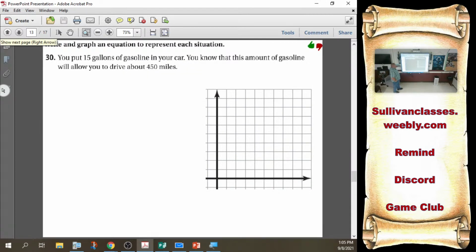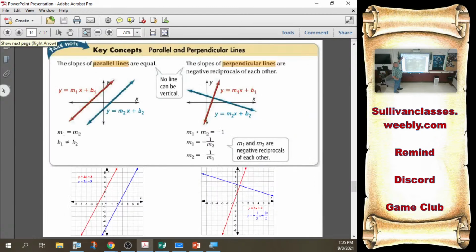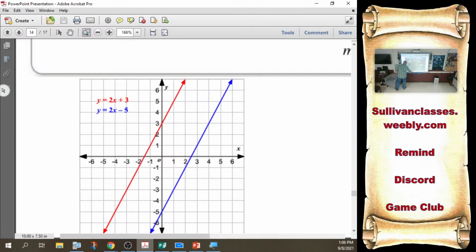All right. I'm just going to go on from that. Parallel and perpendicular lines. You saw them all the way back in Algebra 1. You worked with them again in Algebra 2. Or Geometry. You're in Algebra 2.